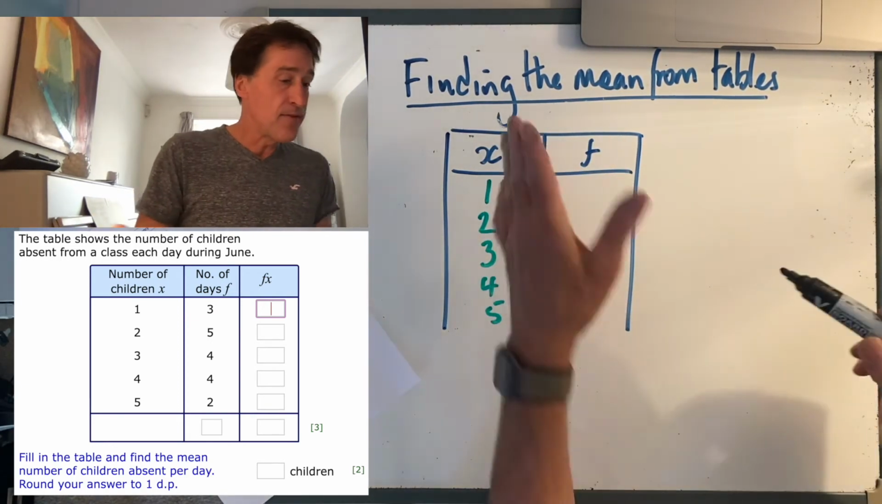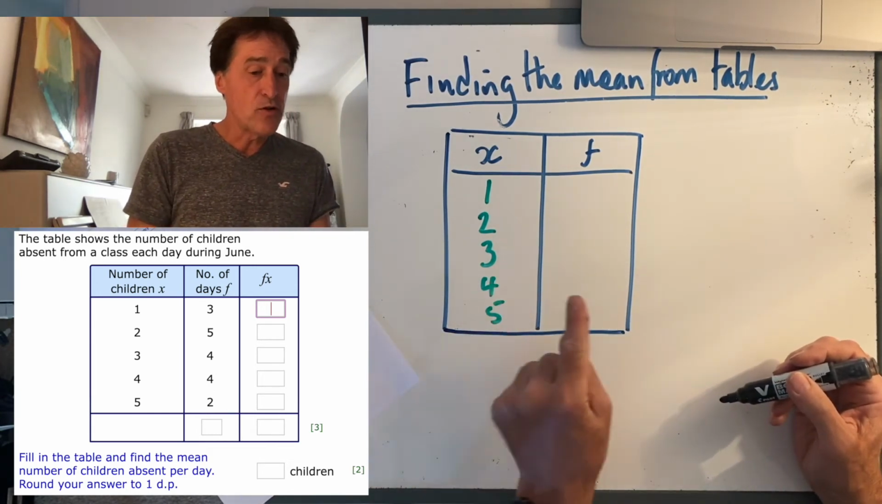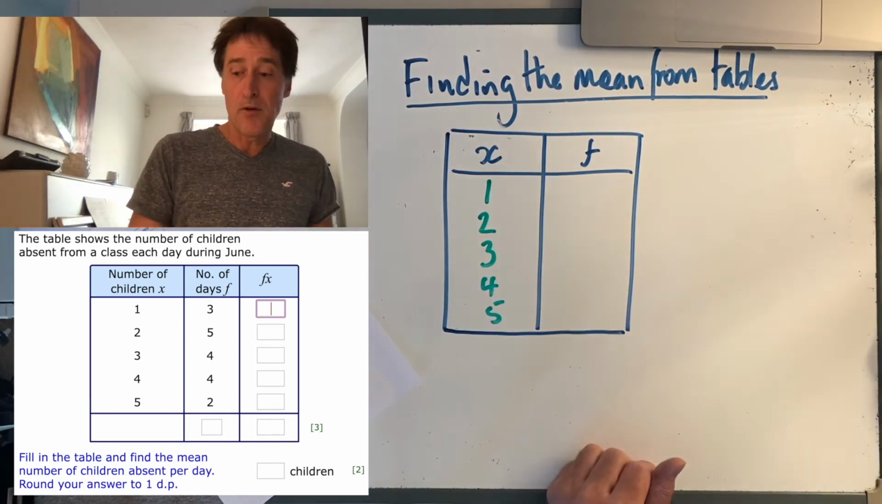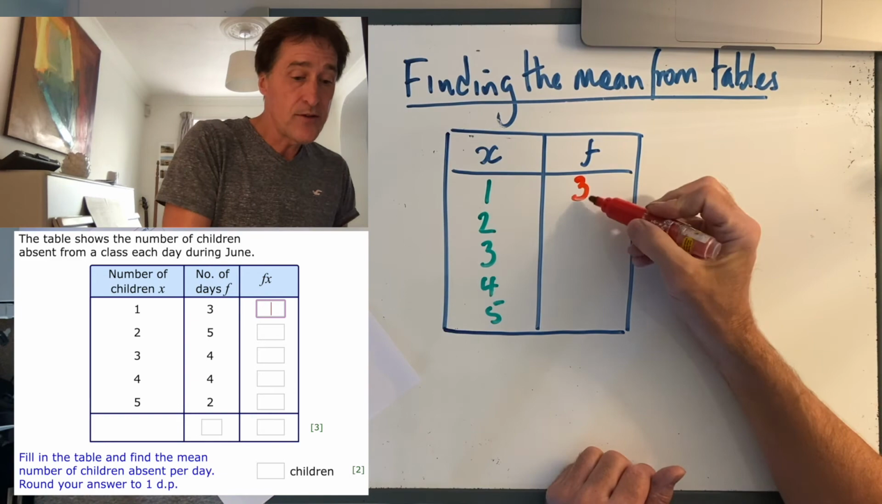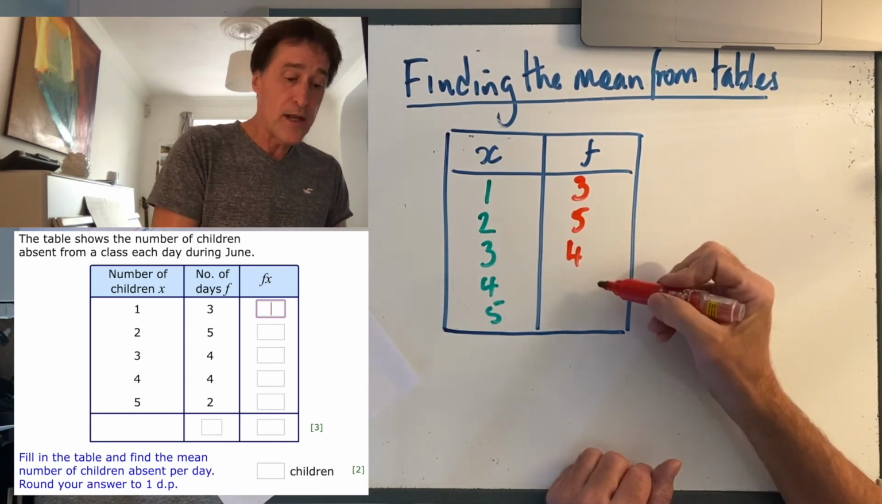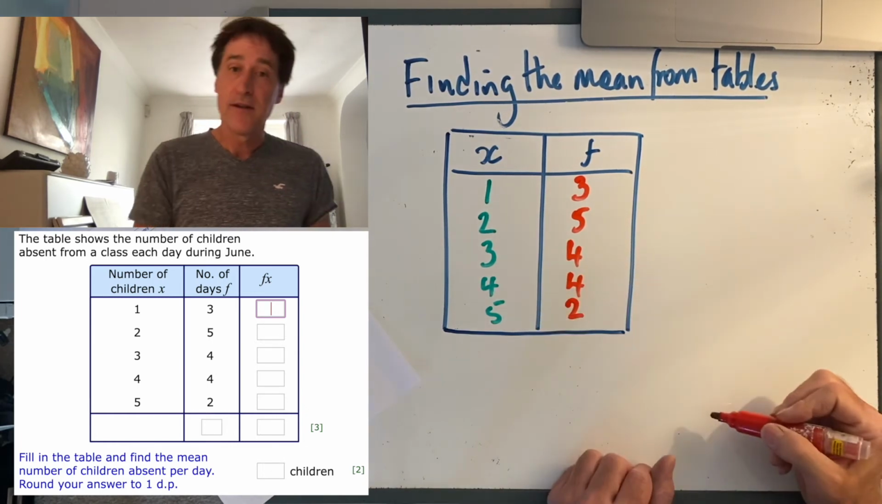And remember, this column here is the number of children. So 5 children were absent so many days, 4 children were absent so many days, etc. This column is the number of days. So 3 days, 1 child was absent. 5 days, 2 children were absent. 4 days, 3 children. 4 days, 4 children, and 2 days, 5 children.